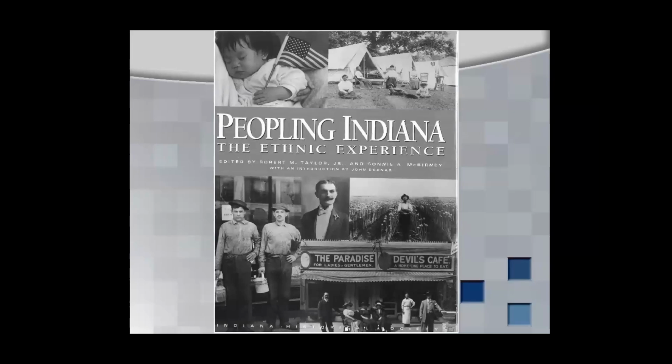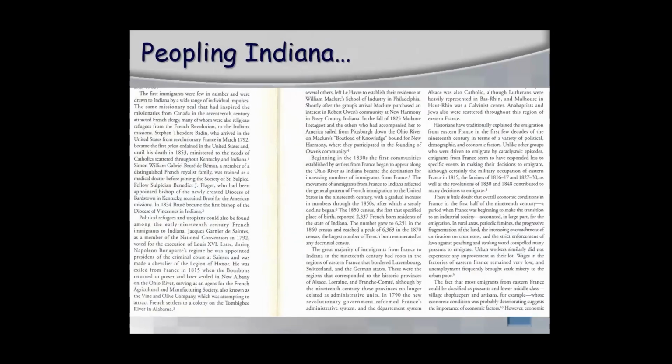Just taking a quick look through People in Indiana. Again, you can kind of zoom in on your computer screen, but these are French and information about French settlers in Indiana. And the first paragraph on the left here, first immigrants, tells you a little bit about them, where they came from. Political refugees, utopians, can be found among early 19th century. And just keep kind of wafting through the text block, which is a consequential part of what we're looking for, right?